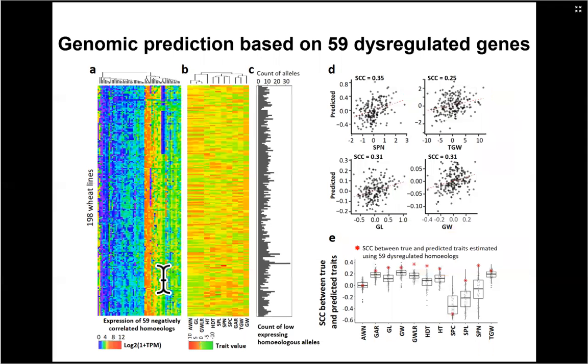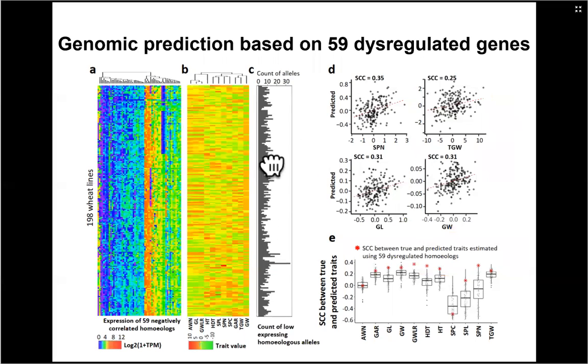So we performed genomic prediction using the expression data of those 59 genes. This is the expression profile of those genes, and here are the agronomic trait phenotypes for our 200 wheat lines. Here is the number of dysregulated genes in each wheat line.